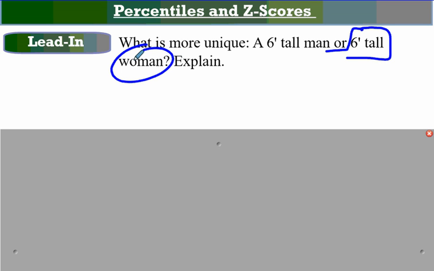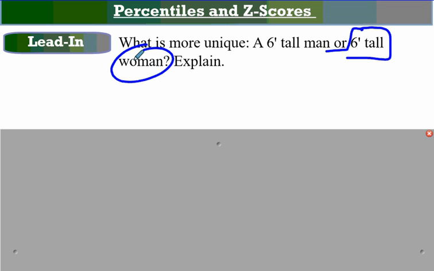And maybe some explanations you might give would be, well, the average woman maybe is around 5'6", maybe. I really don't know. But the average man I know is taller than that, and so it's probably closer to 6 foot. So a 6-foot-tall woman is going to be further from her average, is probably what most people will say. And that's a mathematical definition that we use as well.